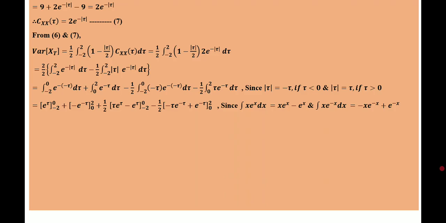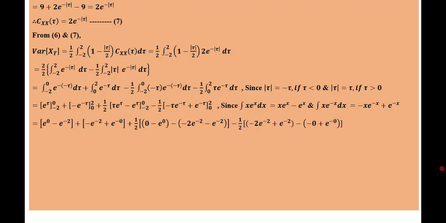So x e power x is nothing but we are using the uv formula, right? Integral u dv is equal to uv minus integral v du, right? So from that we will get tau e power tau minus e power tau, lower limit minus 0, minus 2 plus upper limit 0. Next, similarly the next one, minus 1 by 2 minus tau e power minus tau plus e power minus tau 0 to 2, right? So applying the limits, e power 0 minus e power minus 2 plus minus e power minus 2 plus e power minus 0 plus 1 by 2 0 minus e power 0.